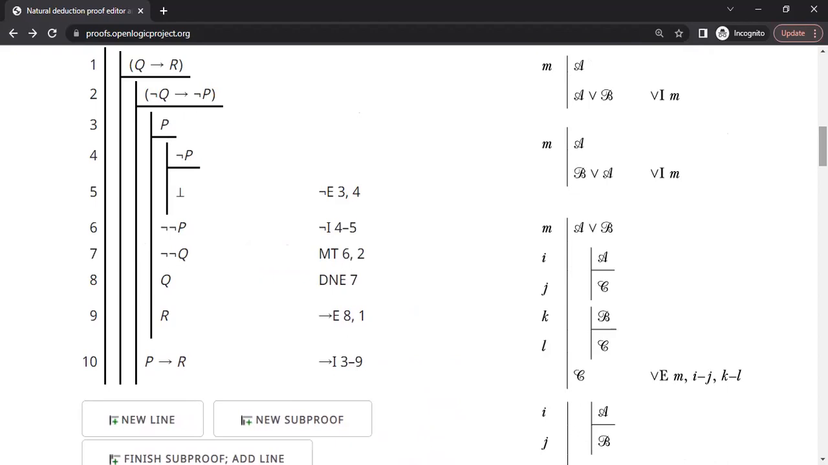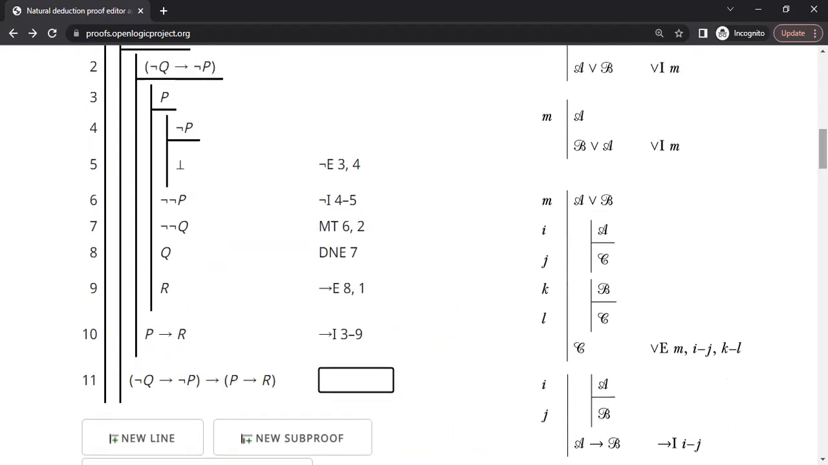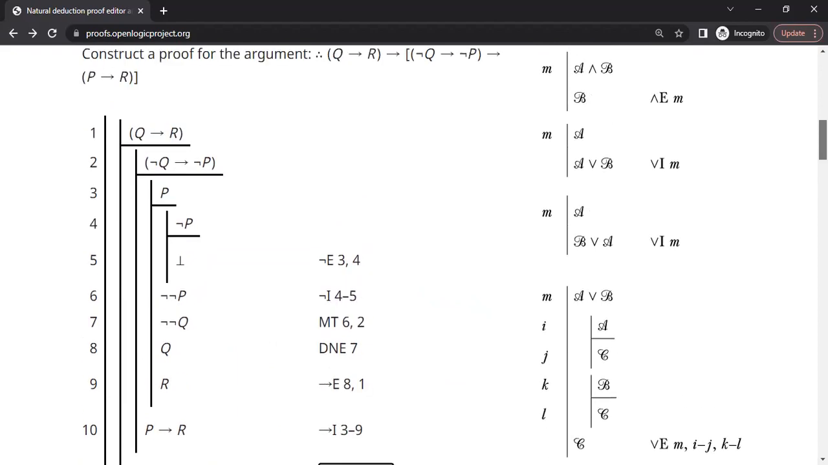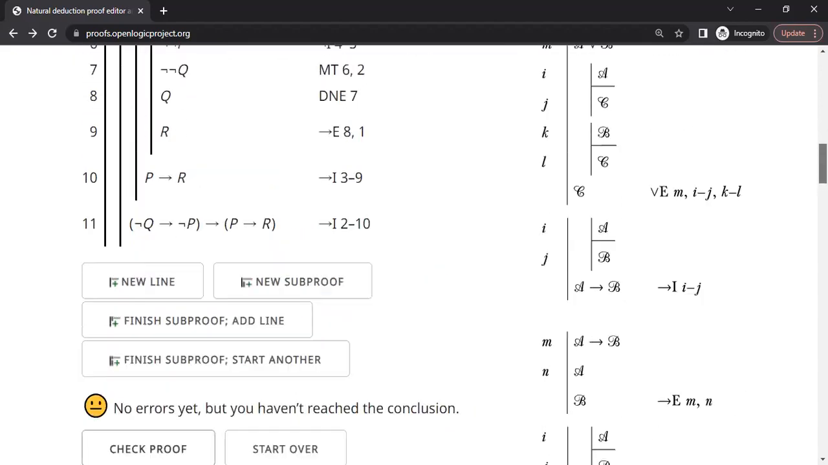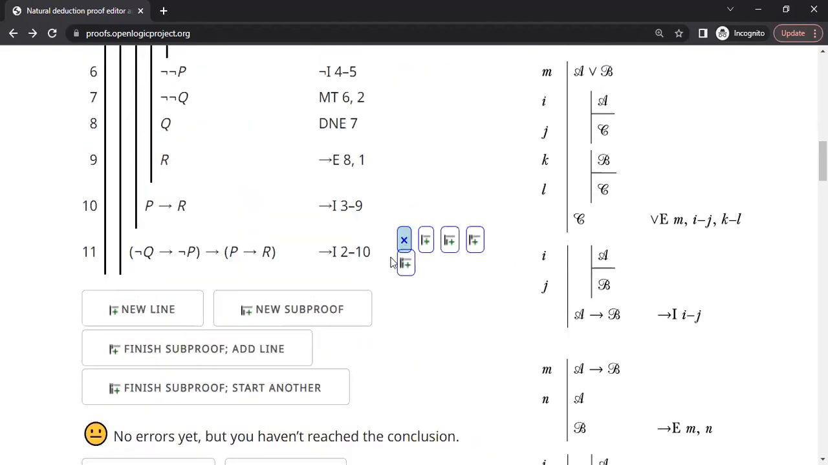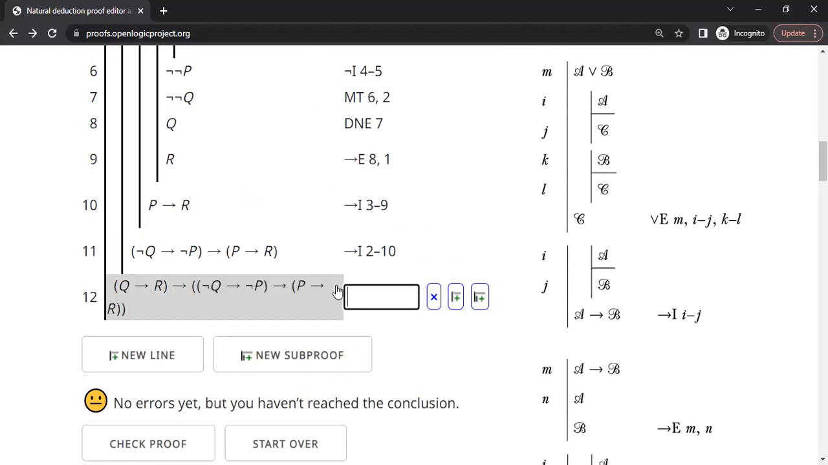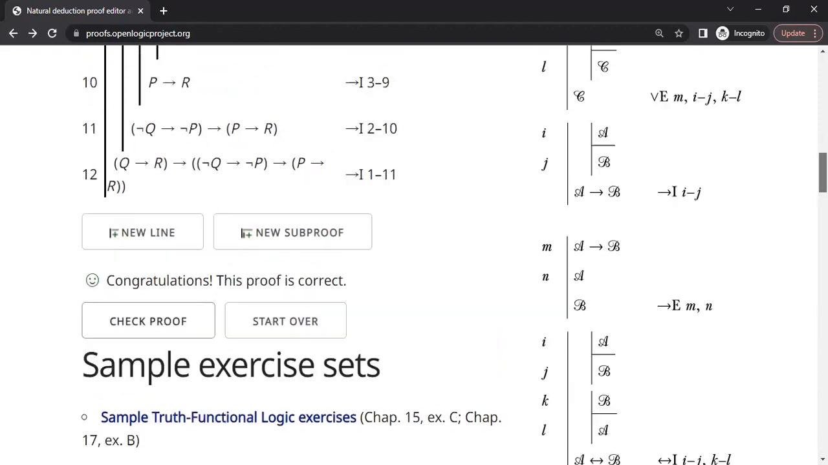And the next thing is we need to copy this. Okay, so from P, we reached R. Similarly, from not Q implies not P, we reached P implies R at one level up. This is implies introduction, line numbers 2 through 10. No errors. Very good. So we are almost there. Now we can copy the root, the highest level formula, add it to this one, and this one we can copy. This is the regular implies we talked about. So we are introducing an implies from line number 1 through 11. You can check the proof. Congratulations, the proof is correct.